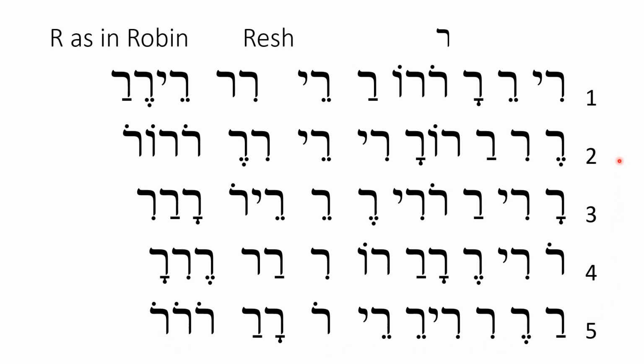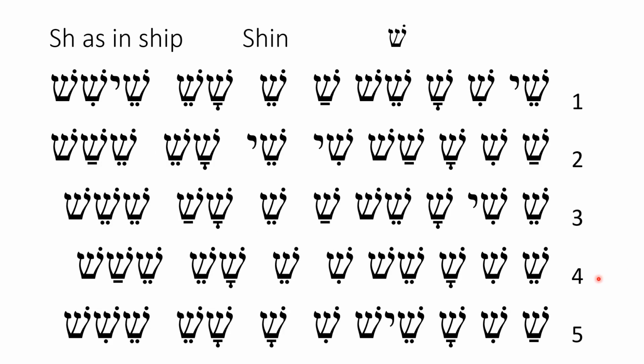Okay, practice on your own. We'll continue. Let's practice now with the shin. The dot is on the right, so it's a shin, SH sound, as in ship. Go ahead and stop the video and practice, and we'll come back and go through it together.